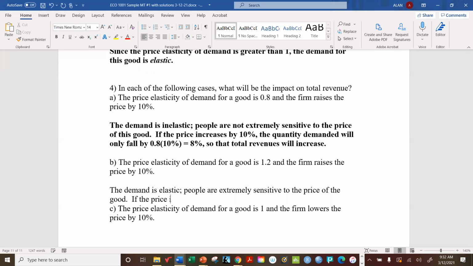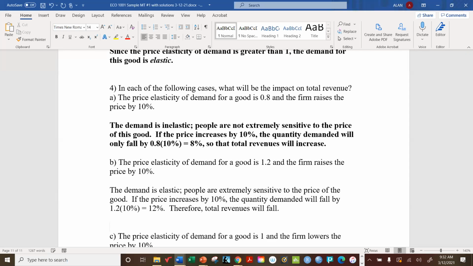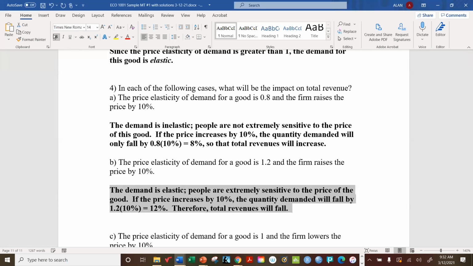If the price increases by 10%, now here you can see the problem. The quantity demanded will fall by 1.2 times that, which is 12%. Therefore, total revenues will fall. So here we goofed. We raised the price for people who are very sensitive. So we'll gain 10% in the price, of course, but we'll also lose 12% in the quantity that we sell. And so on balance, we'll lose revenues.